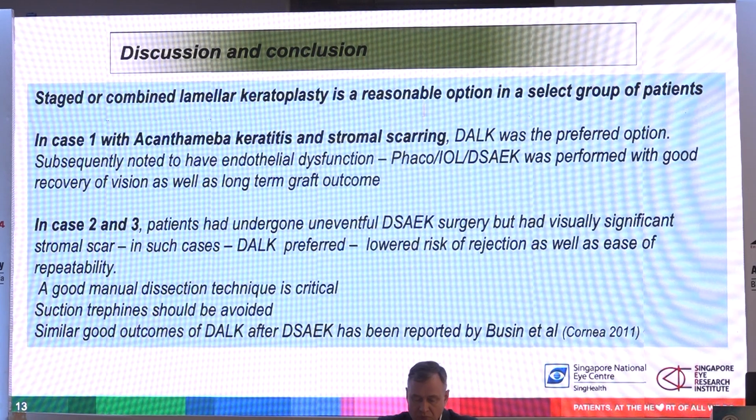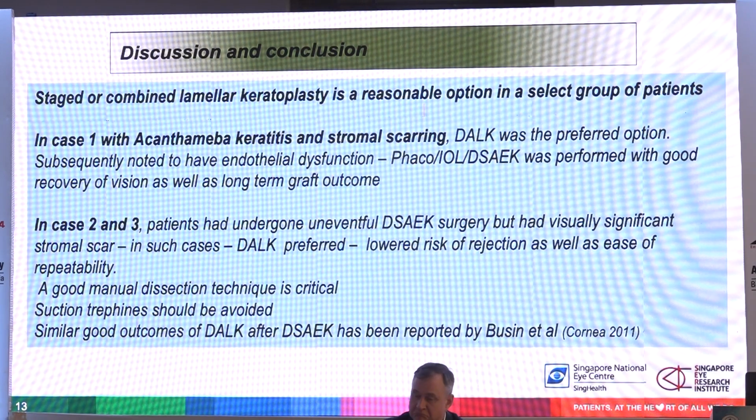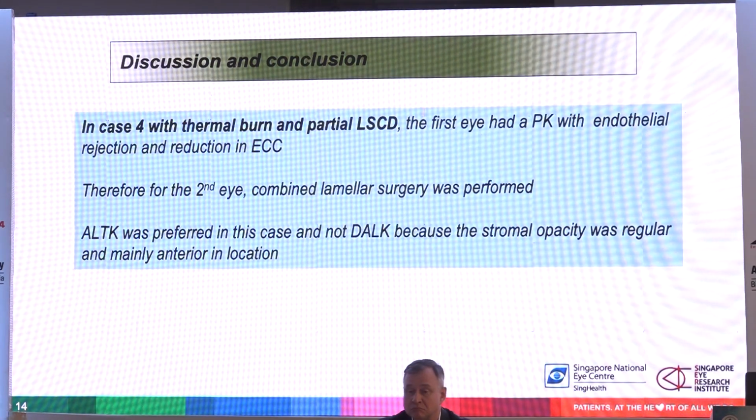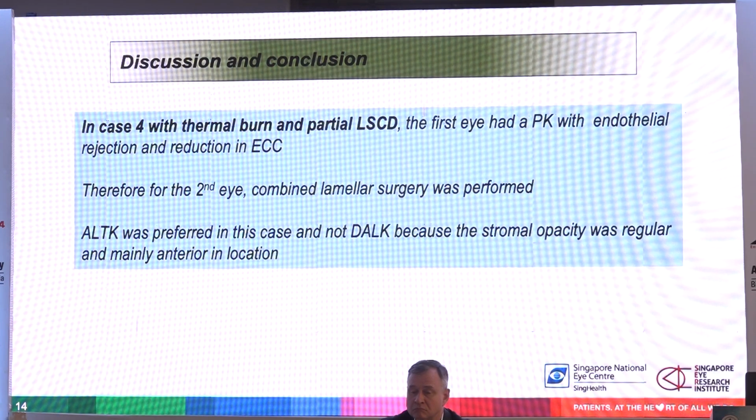Just avoid suction trephines. Trephines like the Solan trephine are good enough, and they give you excellent outcomes as well. And this patient particularly did pretty well despite having limbal stem cell deficiency. A lamella procedure resulted in a very good outcome for this patient over the long term.